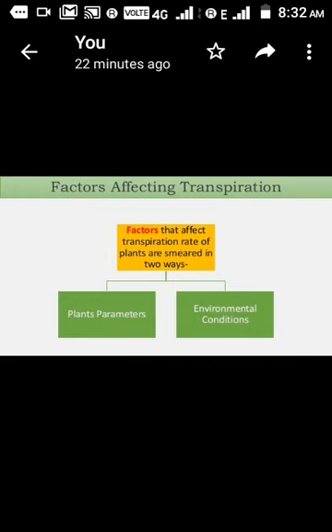Now we are moving towards the factors which are responsible for, or which are affecting, the transpiration process. So there are two main factors. One is intrinsic factors, that is biotic factors, and the other is extrinsic, that is environmental. Intrinsic means plant related, such as stomata, mesophyll cells, and age of the plant. So these are the factors of plants which are going to affect this process. How they are going to affect it, let's have a look in detail.